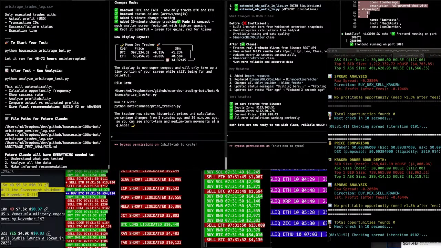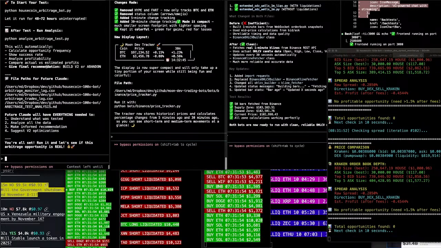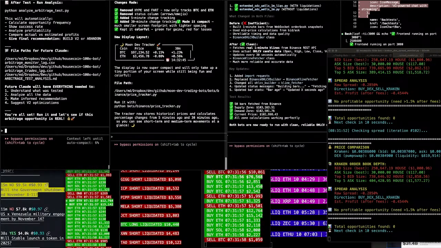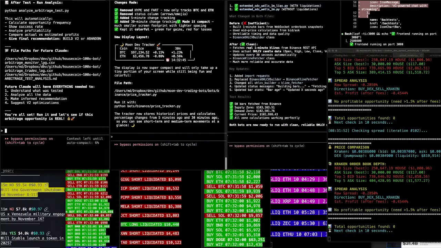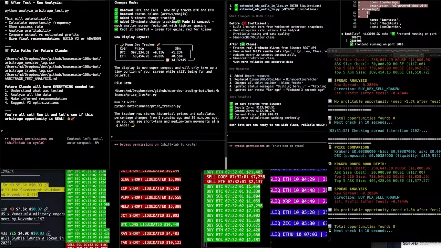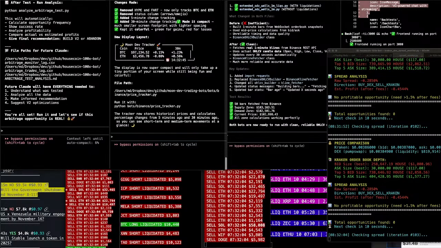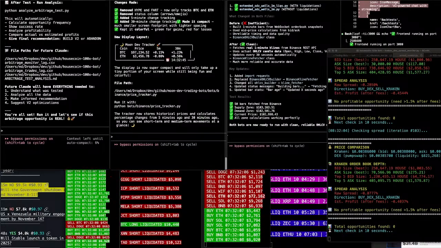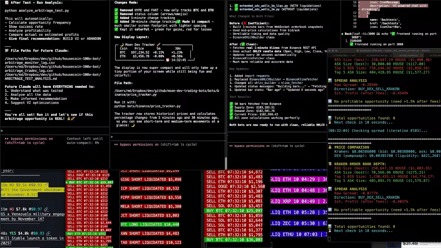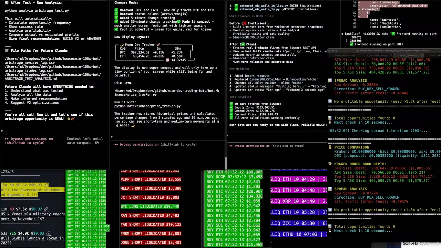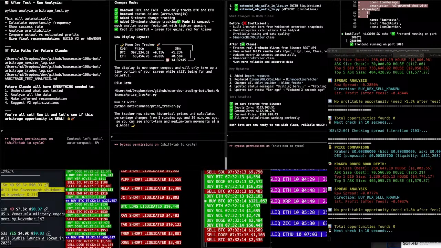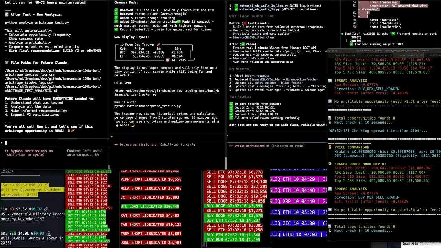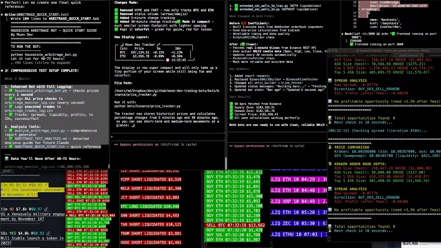Let it run for 48 to 72 hours. Calculate opportunity frequency. Give final recommendation: build V2 or abandon. Beautiful. And then we're going to be able to figure out if we want to build V2 or just abandon it. So that's fire. Future Claude will have everything. Beautiful. Let's go ahead and try to run this live here.